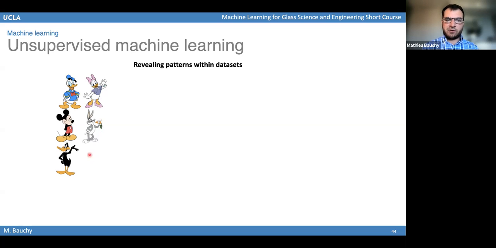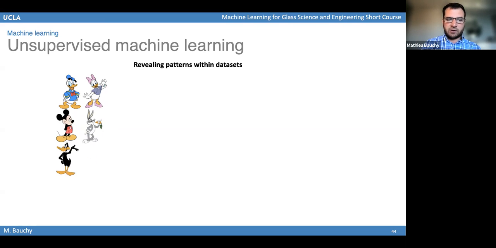But there can be some other features. You can look at the number of legs, but that would not be a good feature because all of those characters have two legs. So in this case, the number of legs would not be useful to find some groups of data points that are similar to each other, because that's a feature that all the data points have. So it's not a very influential feature.